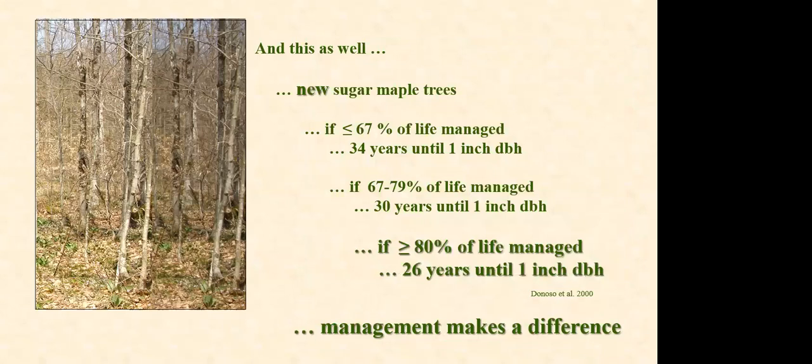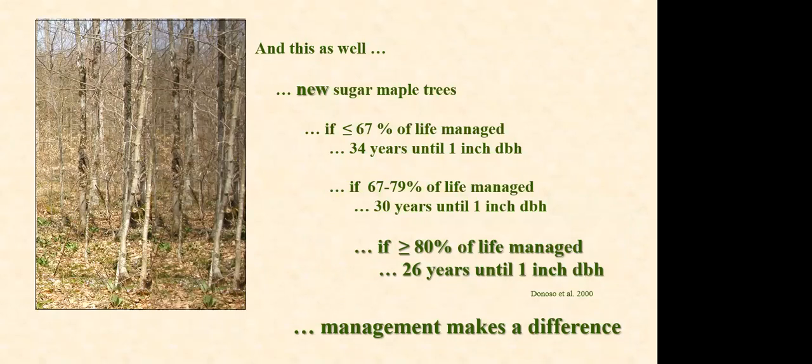Now there's another dimension to this, and this comes from the work that Pablo Donoso did. He looked at new sugar maple trees that had been recruited to the stand after a period of time from selection system. If those trees had pre-existed the cutting and had lived less than 67% of their life in a managed condition, it took 34 years for them to reach 1 inch. They don't grow very rapidly. If they grew for 67% to 80% roughly of their life in a managed condition, it only took 30 years. And if at least 80% of their life those trees grew in a managed environment, it took only 26 years.